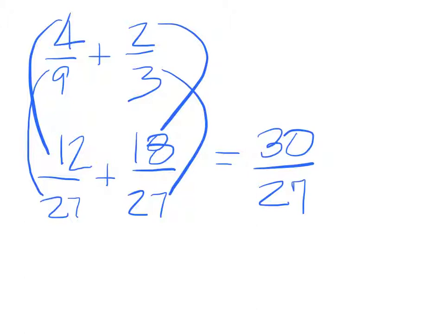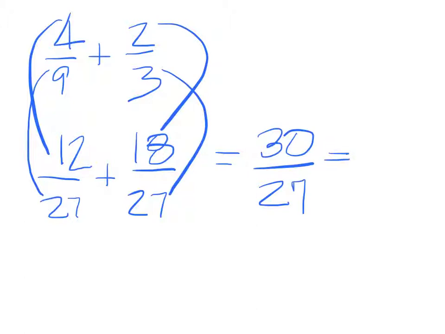But 30 over 27 can't be your final answer because it's not reduced. Is there a number that goes into both 30 and 27? What can I divide both of those numbers by? Will 9 go into both of them? No. What about 6? 2? Will 2 go into both of them? Will 3 go into both of them? Yes, 3 will go into both of them.